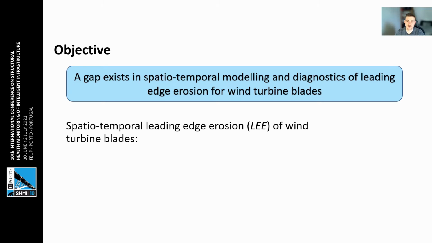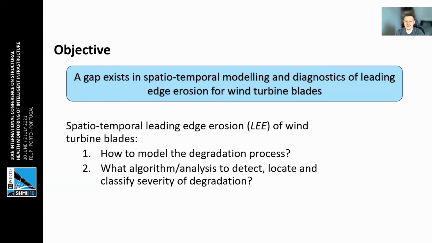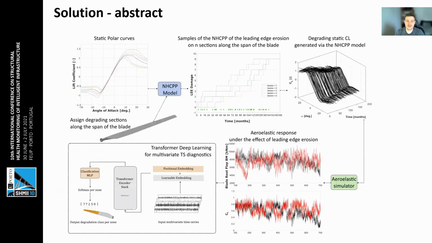Our objective is twofold. First, we want to construct a model of the physical degradation process, and we also want to design an analytical system which can locate and classify the severity of leading edge erosion. Here I show a graphical abstract of our proposed method. I'll mainly be talking about the modeling aspect, but I will also give an overview of machine learning diagnostics methods, which are here in this black box.